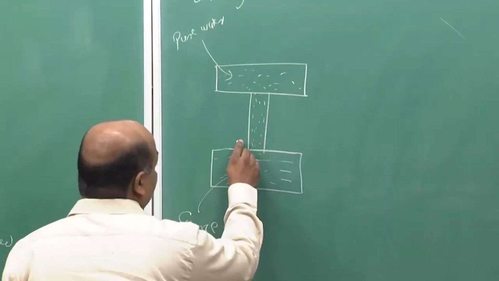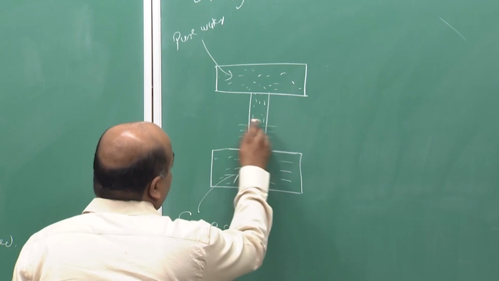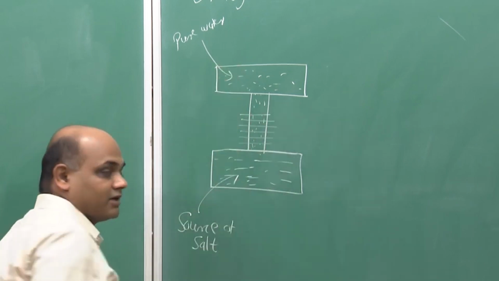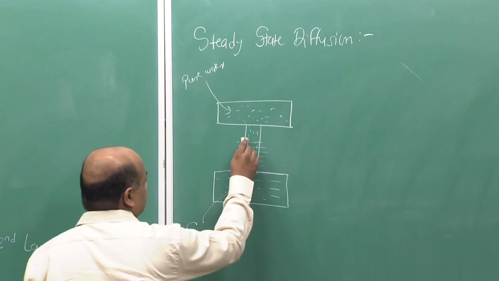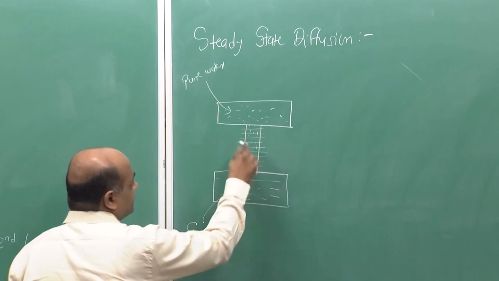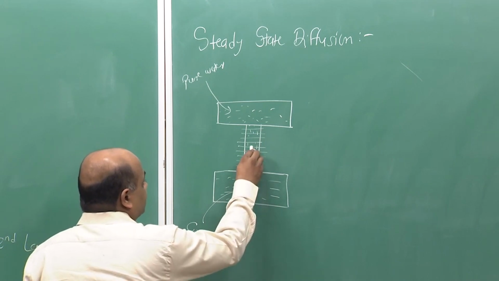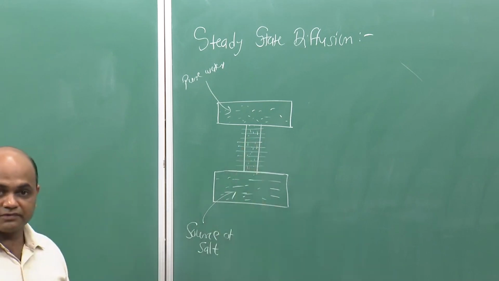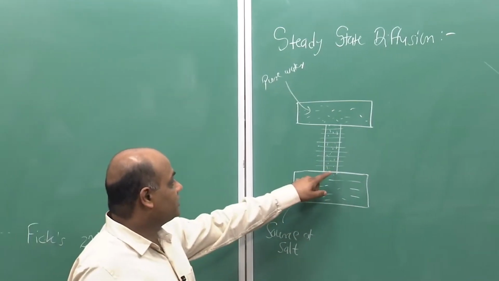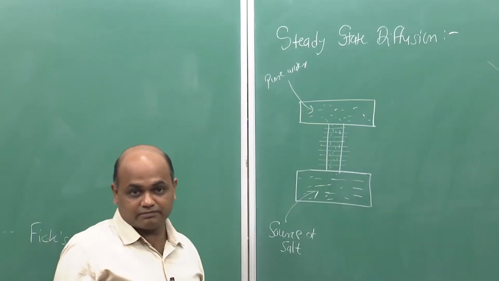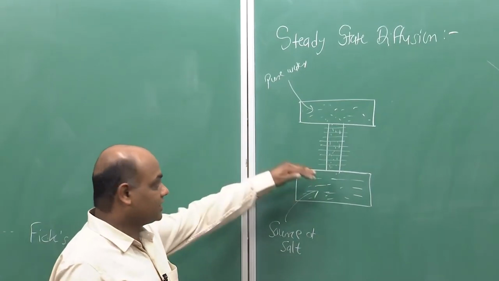Steady state means that at any given x position, the x axis being vertical here, right, at any given x plane, the concentration did not vary with time. Although the concentration varies from bottom to top, at any given x it was fixed.